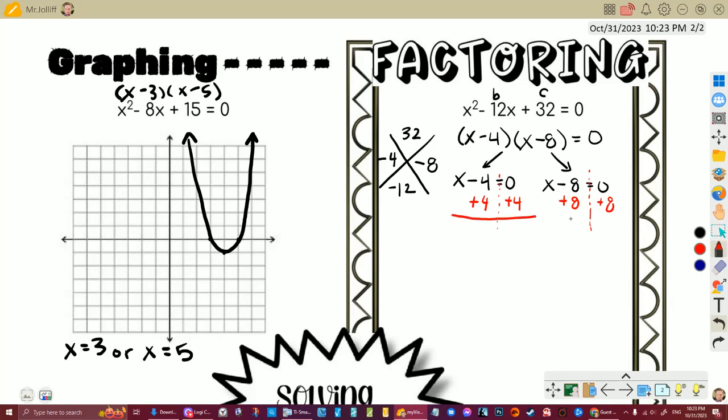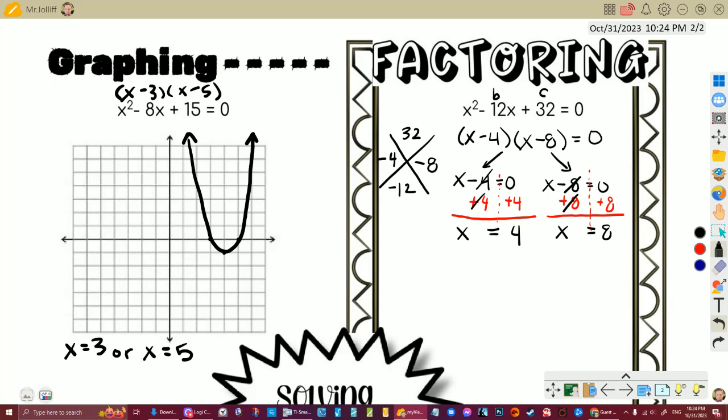And then let's see what we get. So on this equation here, those 4's are going to cancel. They're a 0 pair. And we get x equals 4. And over here in this second equation, the 8's also cancel. They're a 0 pair. And we get x equals 8.